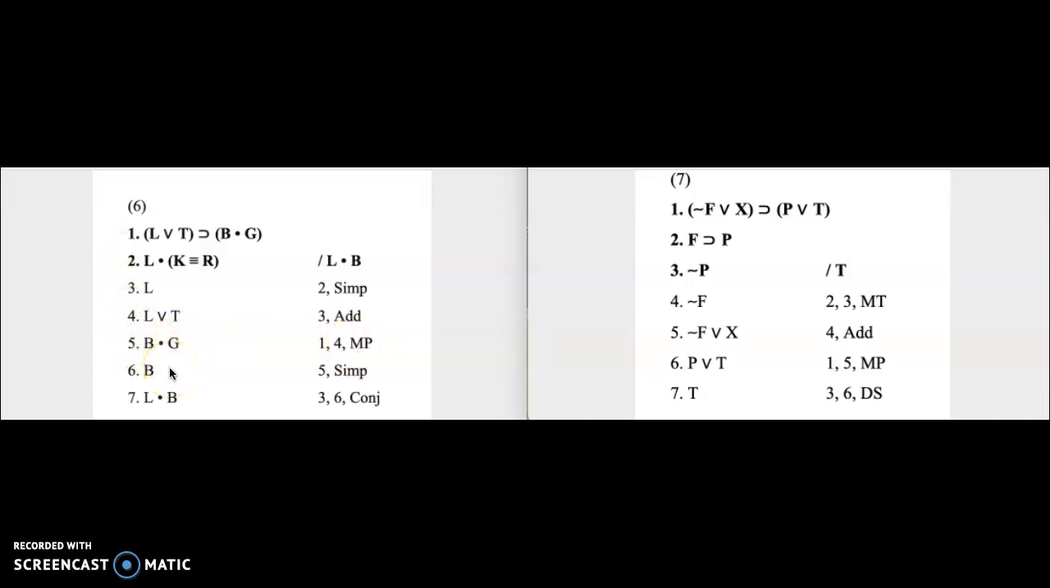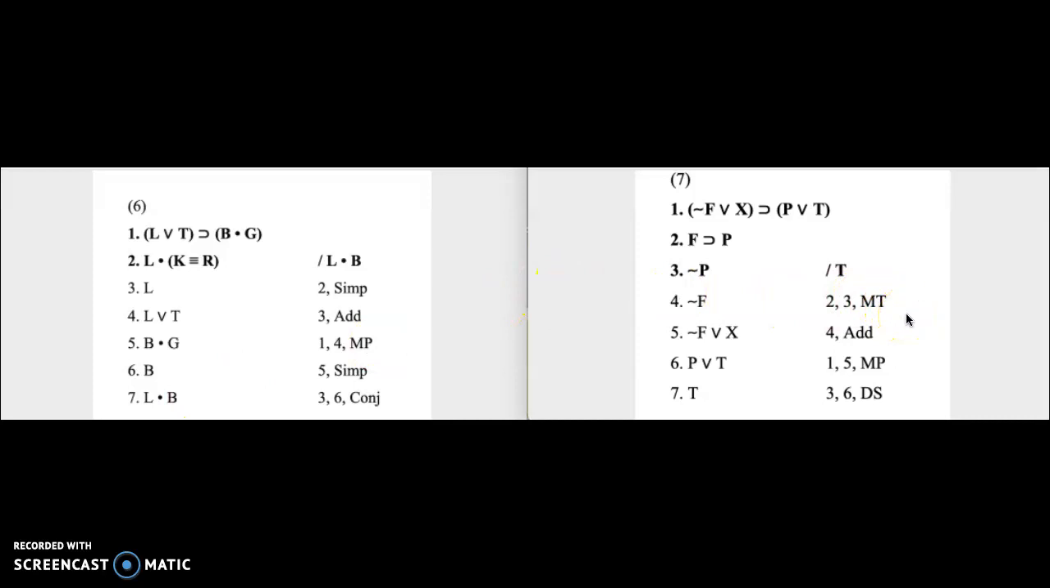And again, since it's connected with the dot, we can easily simplify it. We'll just bring down the B from line 5. And now that we have L on a line by itself and B on a line by itself, we will just conjunct them together on line 7, and we're done.